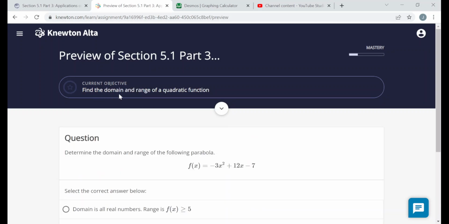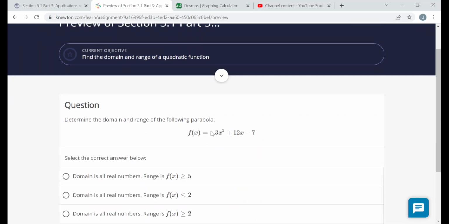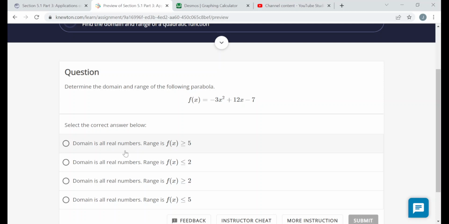So there's find the domain and range of a quadratic function. Now the domain is all real numbers. This is a polynomial function. There aren't any denominators with variables. There aren't any even roots or special symbols. So the domain is all real numbers, and you notice that that is the option for all of these anyway. So the domain is all real numbers.